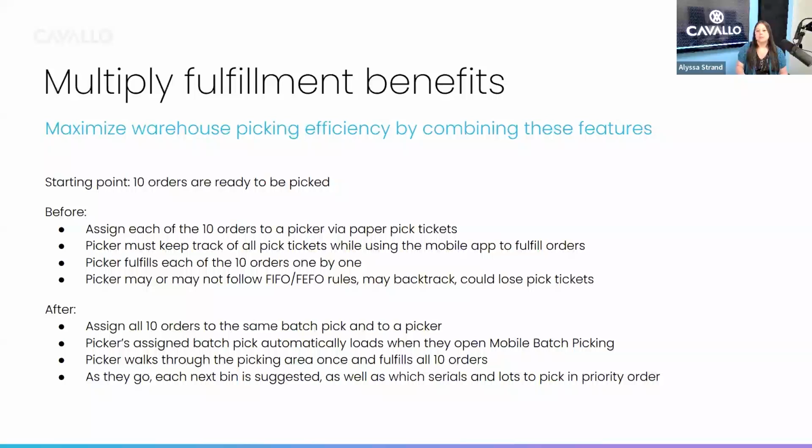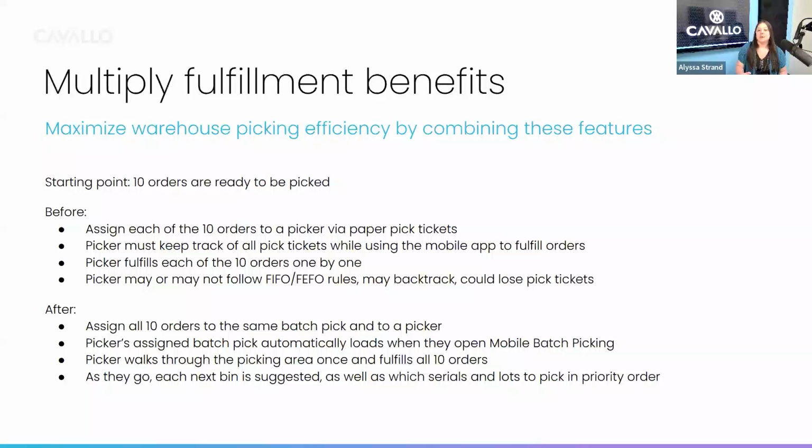With these new picking features, the warehouse manager could assign those 10 orders to a batch pick group, and then assign them to a picker, all within the system. The picker would automatically see that batch pick group in the batch picking module in the mobile app. They could walk through the stock area once to pick everything for all 10 orders in one smooth flow, with recommendations showing them the next bin to go to, which items to get there, and which serials and lots they should pull to respect business rules.